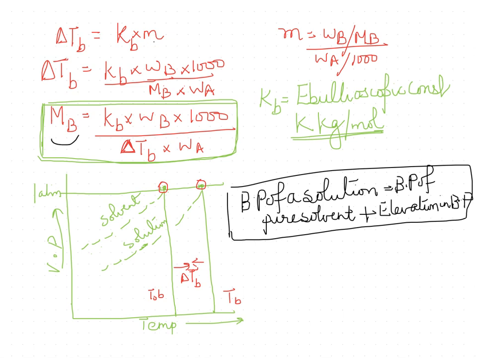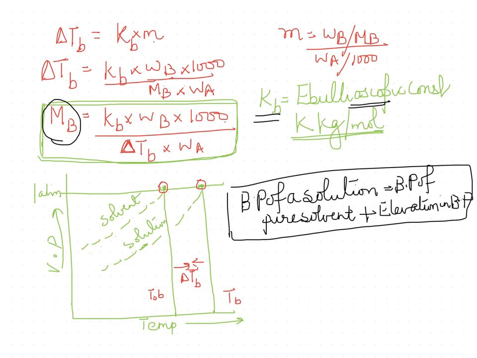And what are we finding out from this elevation in boiling point? The molecular mass of the unknown solute. So what is Mb equal to? From this we have to separate out Mb. Mb is equal to Kb into Wb into 1000 divided by ΔTb into Wa. Is it clear? And there is also another name for this Kb. What is it called? Ebullioscopic constant, and the unit is kg per mole.